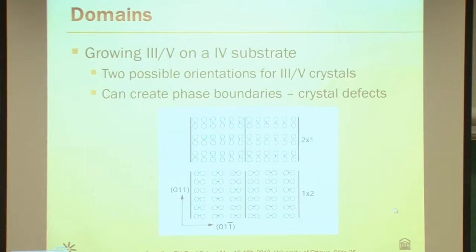And they can orient themselves in two different ways, and if you have this happening on different portions of your substrate and then they combine, you'll get a crystal defect where those two different domains meet. And that's going to have crystal defects affect carrier lifetimes, etc. Growers could explain a lot more detail about this.